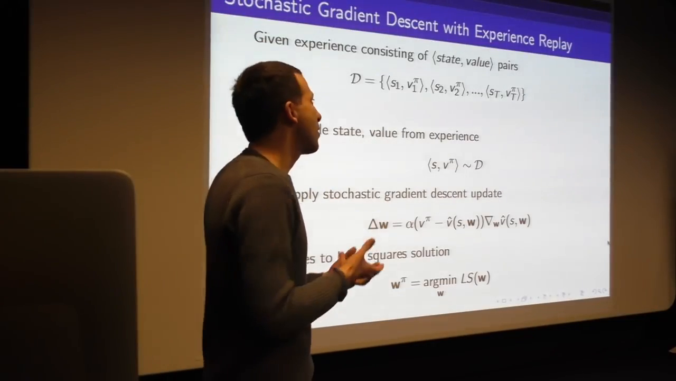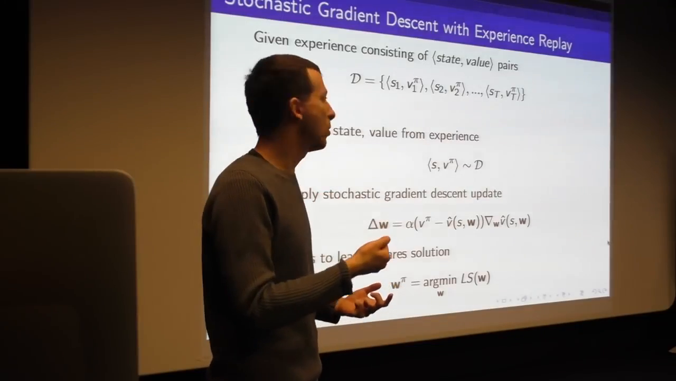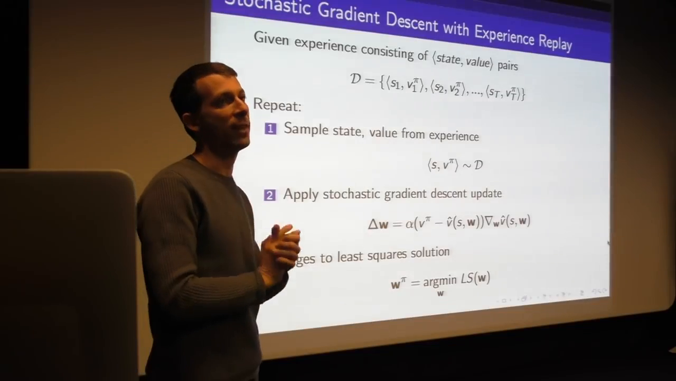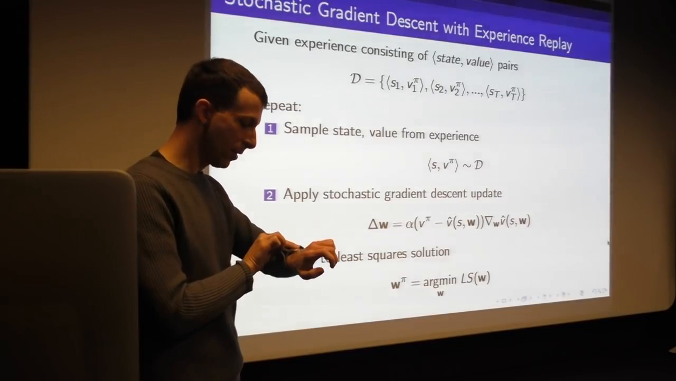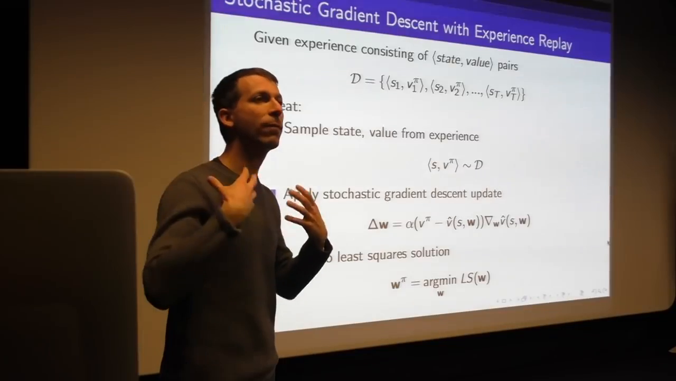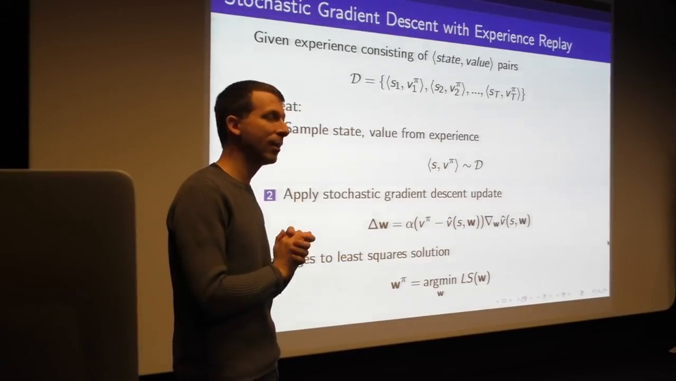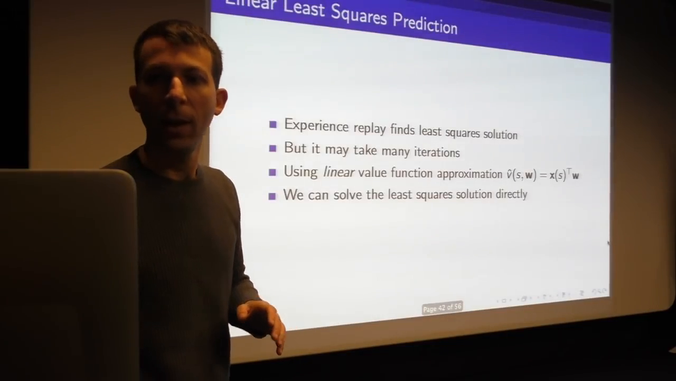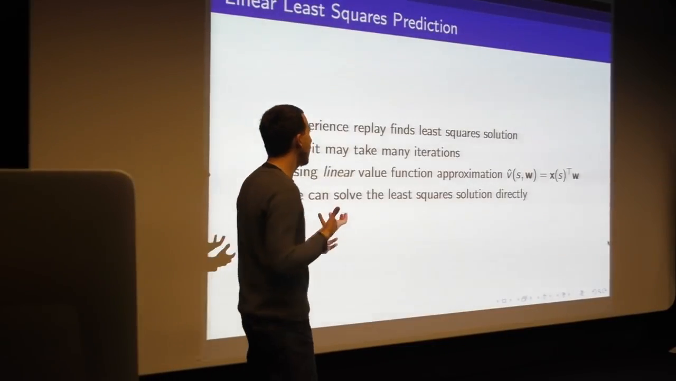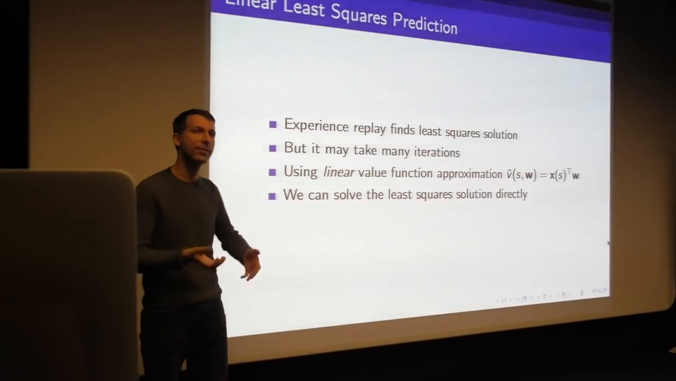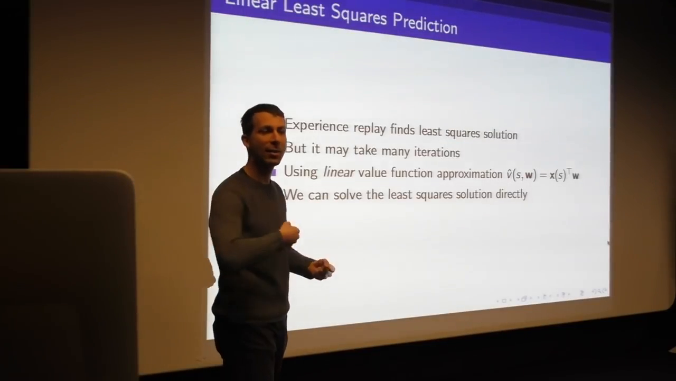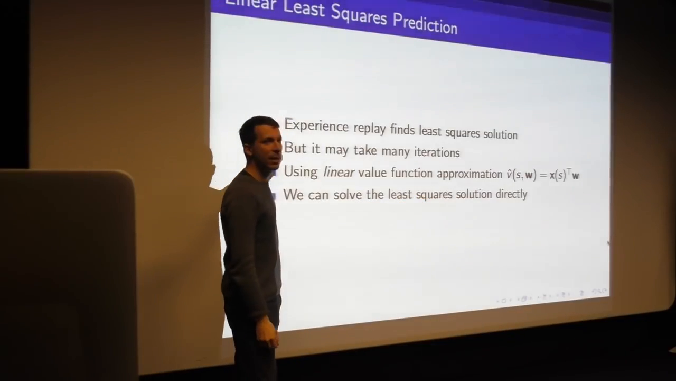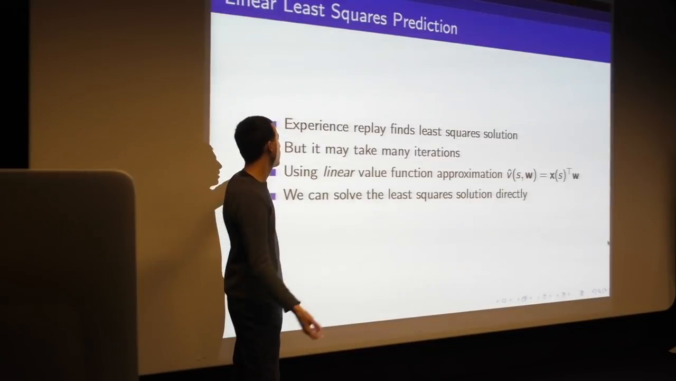But are there methods where we can jump directly to the least squares solution? And the answer is yes, for the special case of linear function approximation. So in the remaining few minutes, I just want to give you a flavor of what that looks like. Why should we care about this? We have this method of experience replay. It's very effective. It's incremental. You can do as much replay as you want, and you get closer and closer to the solution. But sometimes it can take many iterations to really get to that least squares solution.